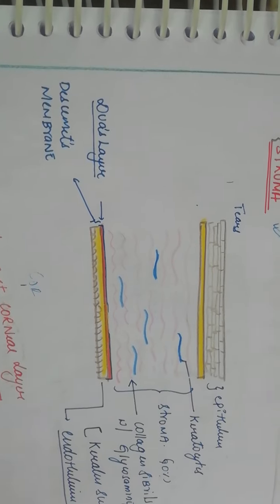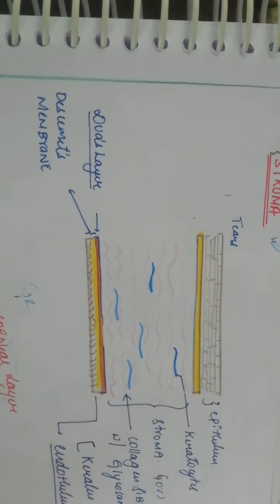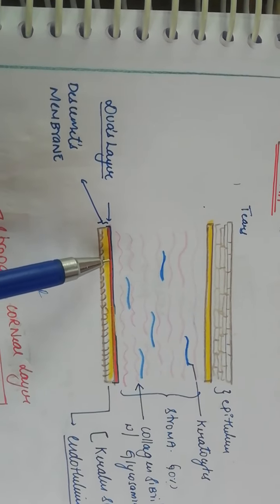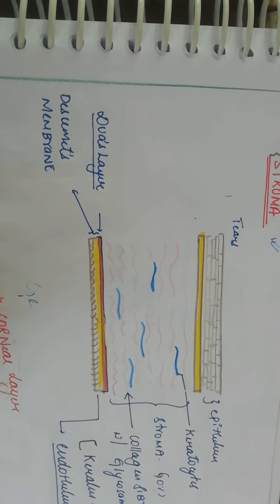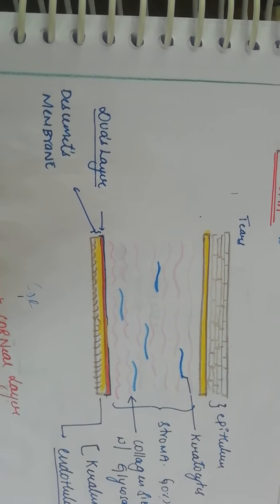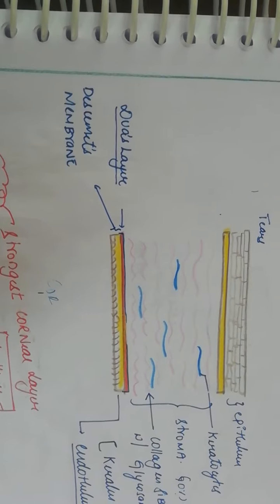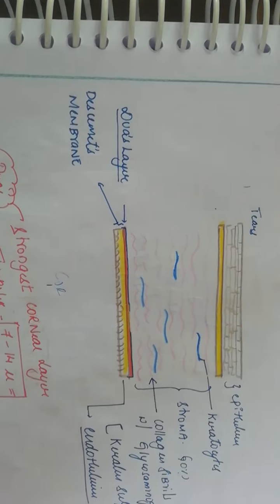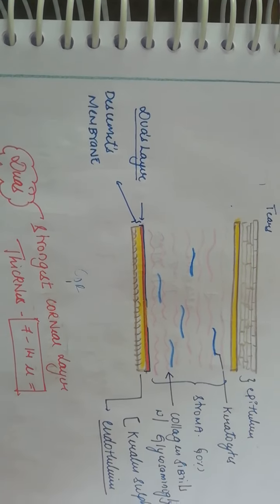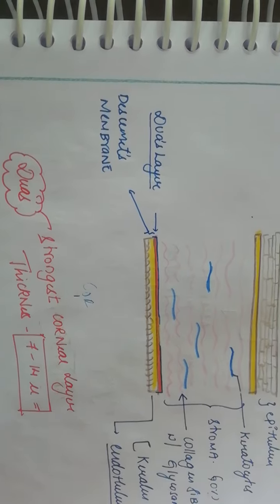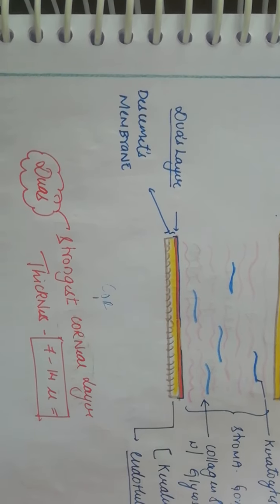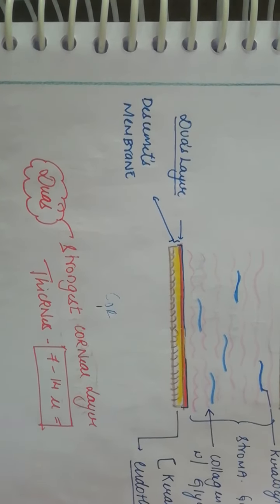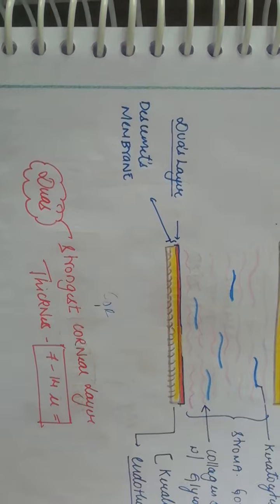Let us look into the next layer, that is Dua's layer. And what is Dua's layer? If you observe carefully here, this is Dua's layer. Dua's layer is the strongest corneal layer, and the thickness ranges from 7 to 14 microns. So you can just remember the strongest corneal layer is Dua's layer, and the thickness is from morning 7 to afternoon 2, that is 7 to 14 microns. You can just remember that.